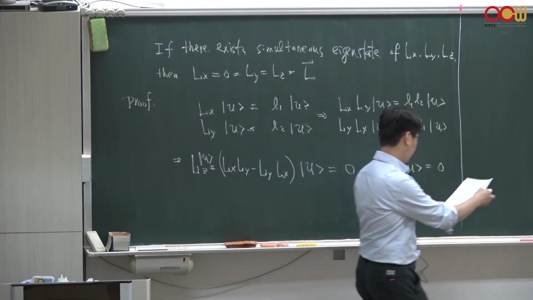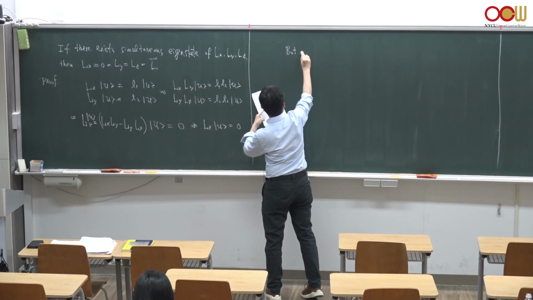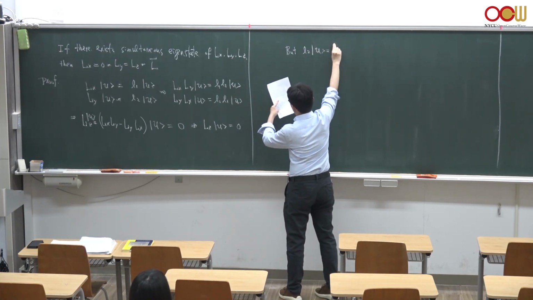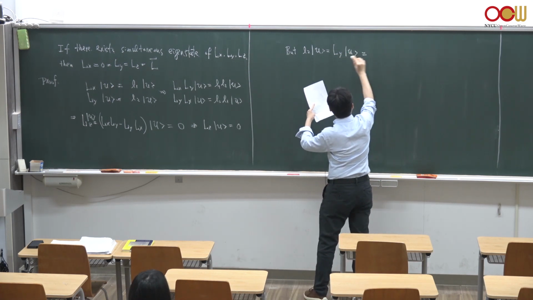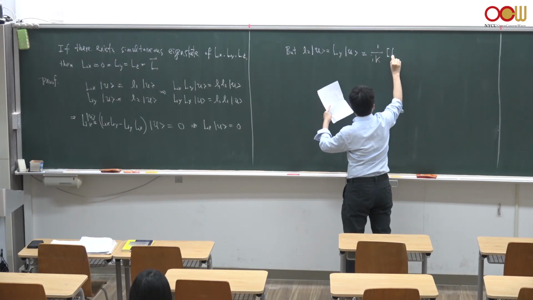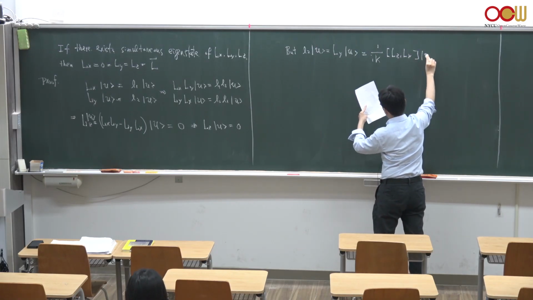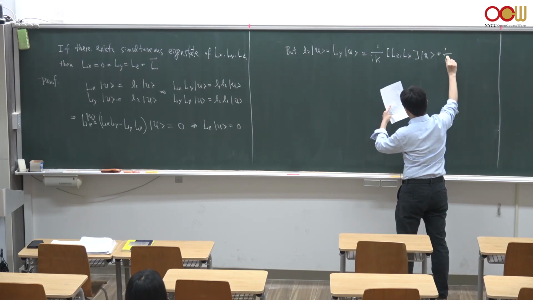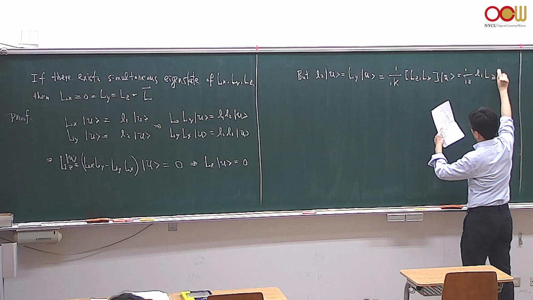But you know that l2 times U is actually Ly acting on U. What is Ly? Ly is 1 over i h bar times [Lz, Lx], acting on U, which is 1 over i h bar times l1 Lz acting on U.